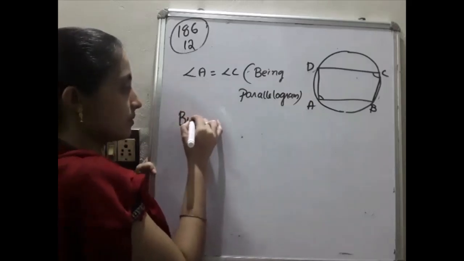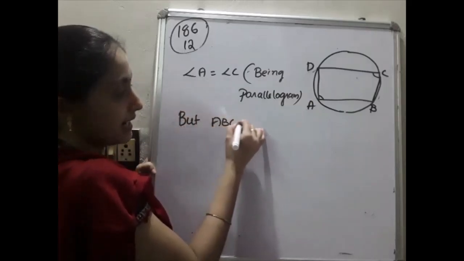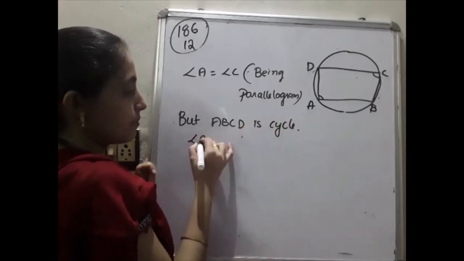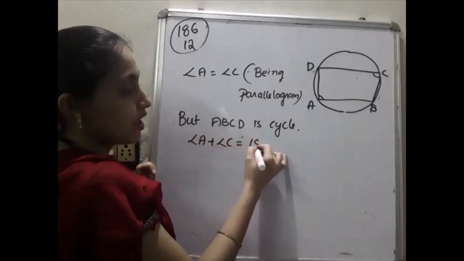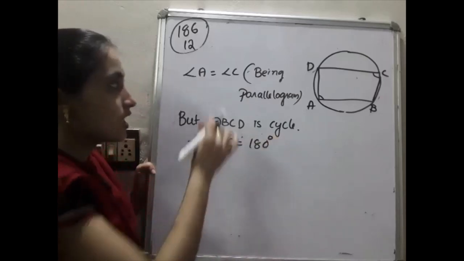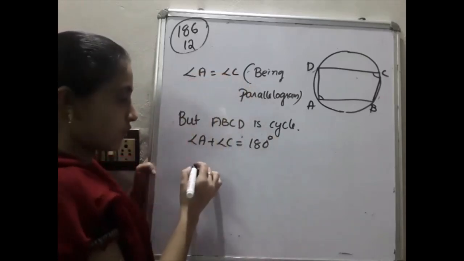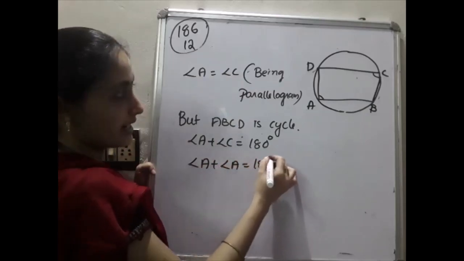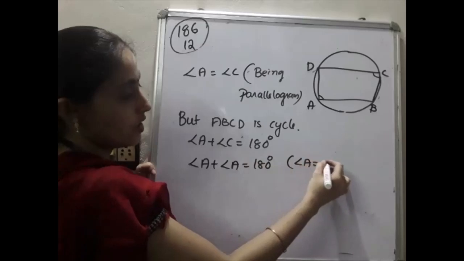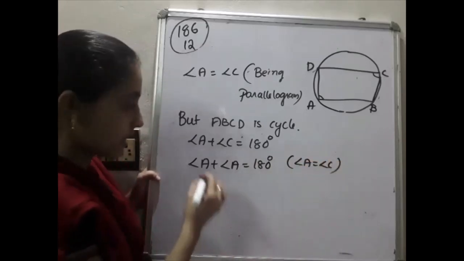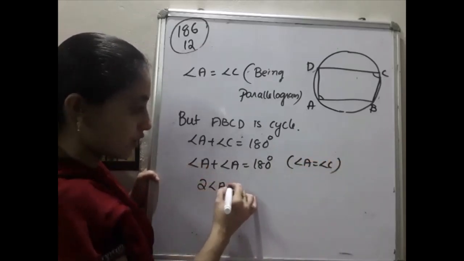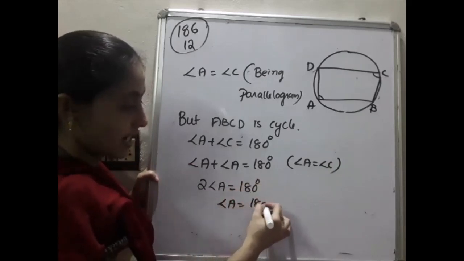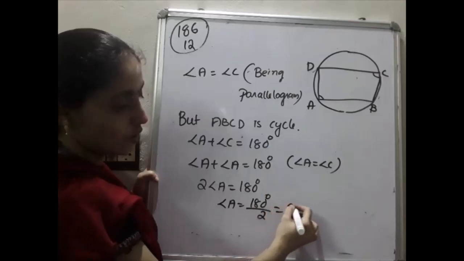But ABCD is cyclic. What can we write? Angle A plus angle C will be equal to what? 180 degrees. Clear? So I'll replace angle C by angle A. So we can write angle A plus angle A is equal to 180 degrees. Reason: angle A is equal to angle C. So 2 times angle A is equal to 180 degrees. So angle A will be equal to 180 degrees by 2, that is equal to 90 degrees.